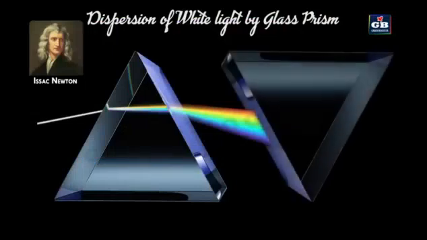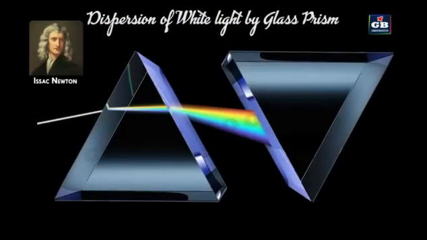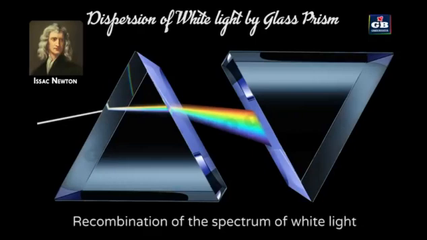He placed a second identical prism in an inverted position with respect to the first one and allowed the spectrum to pass through it. He observed that a beam of white light emerged from the other side of the second prism.